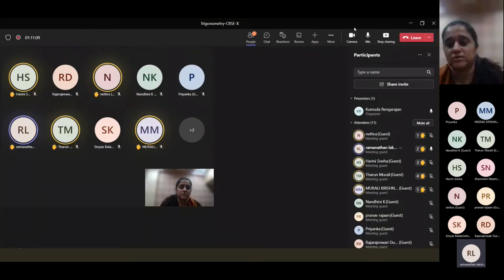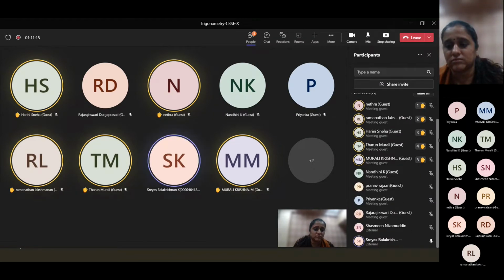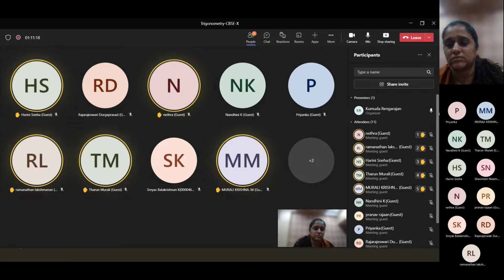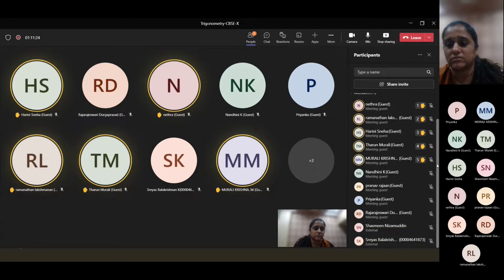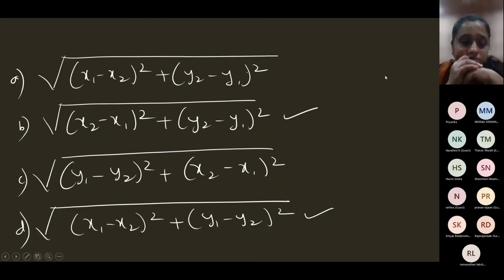A, B, and D. Ramnathan says A, B, and D. Okay. Ma'am, actually, I think all these four give the same answer, but the standard formula is B and D, ma'am.